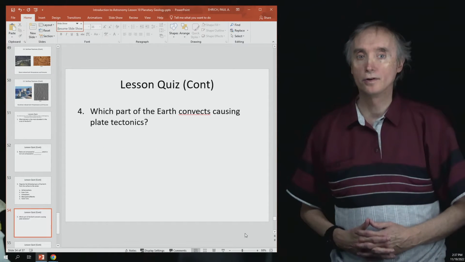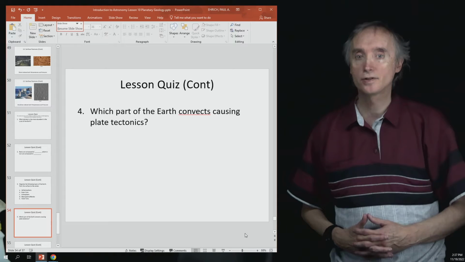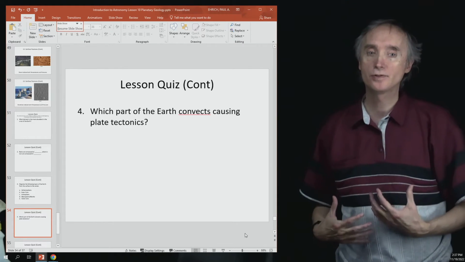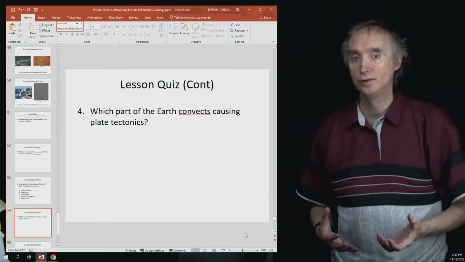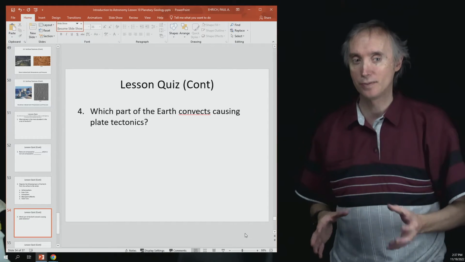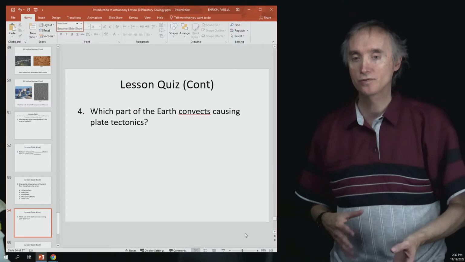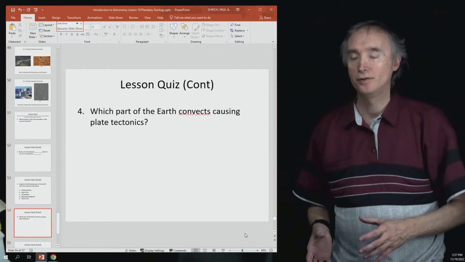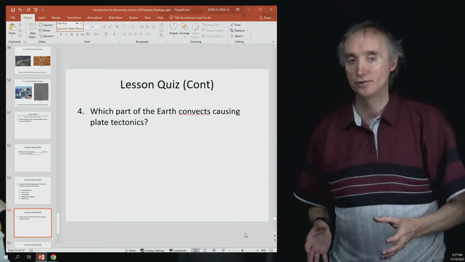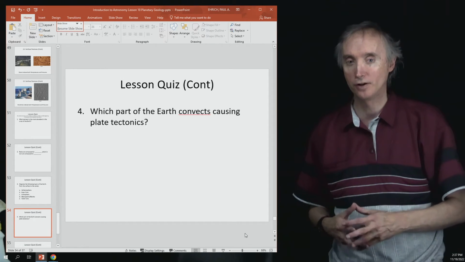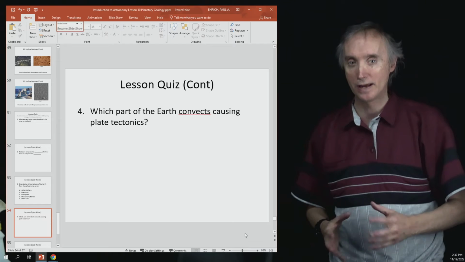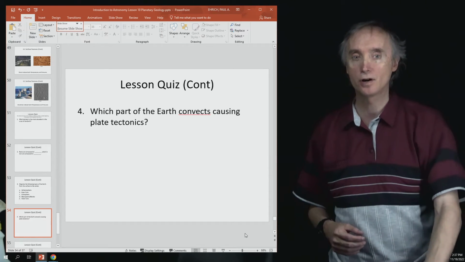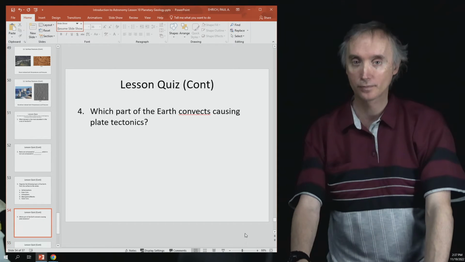Which part of the earth convects, causing plate tectonics? So as far as I'm concerned, you could say mantle, but technically it's the mesosphere. So the mesosphere and the mantle, they're almost equivalent to each other. If you ask that to a geologist, they would be very upset that I say mantle. But we're just going to say mantle, convection, and then that's what's causing plate tectonics.